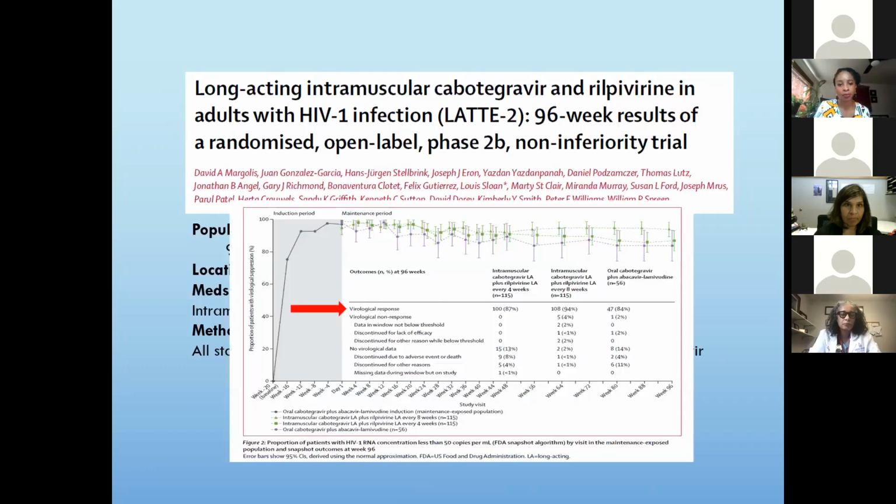18 and above. And what you see here is the virologic response rates at 96 weeks, showing that the 8-week regimen, similar to the 4-week regimen, was non-inferior to oral antiretroviral treatment. Actually, this was non-inferior to oral cabotegravir in terms of viral suppression.